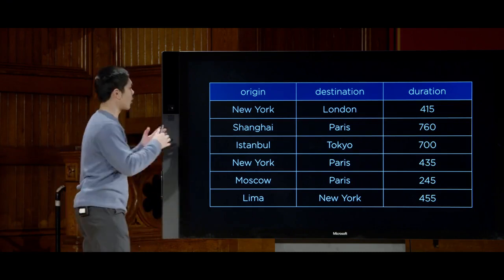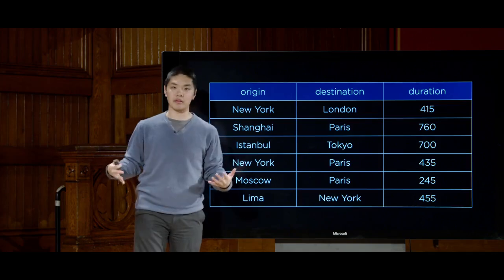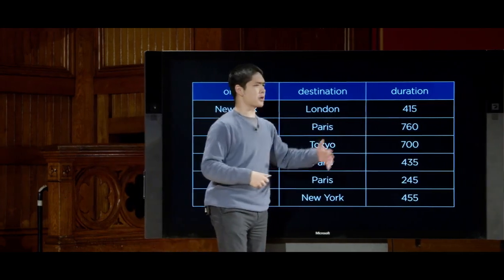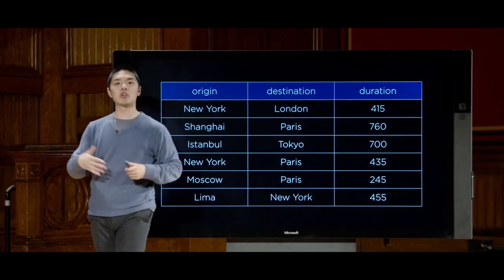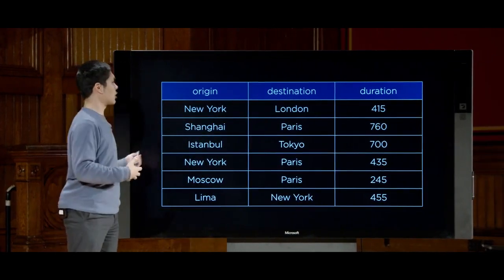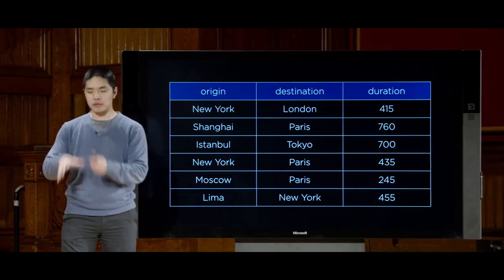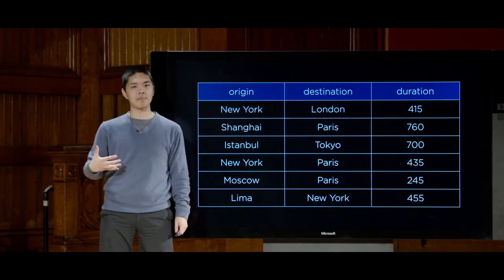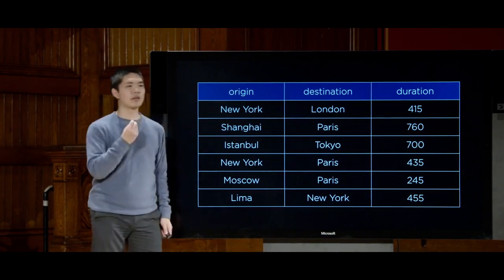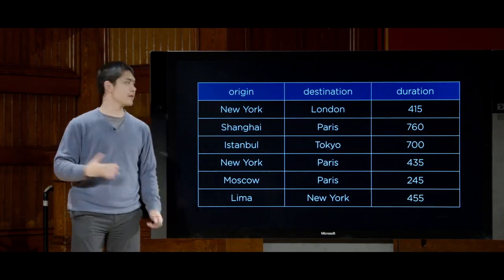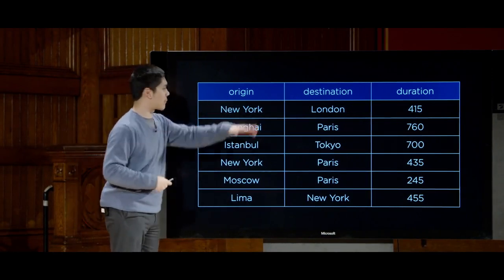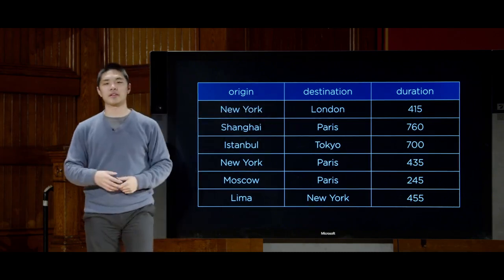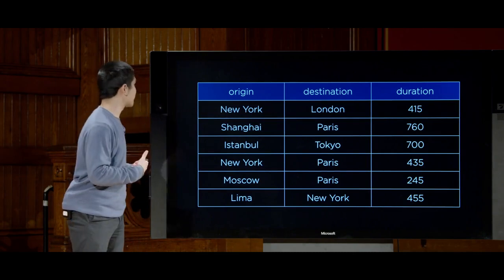For any given flight, I might want to know that flight's origin, what city it's leaving from, its destination, what city it's arriving at, and its duration, some value in minutes of how long it's going to take the flight to get from the origin to the destination. So each of those columns represents one field that I might want to keep track of about my data. And each row, meanwhile, is going to represent an individual flight. So here, for example, is one row representing one flight from New York to London, and that flight just so happens to take 415 minutes.